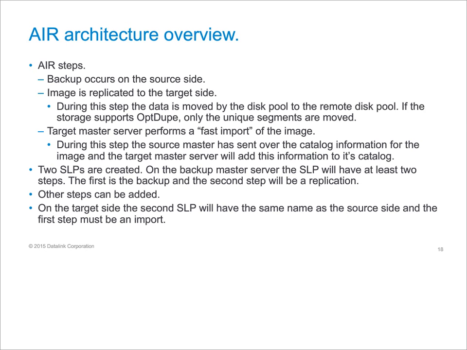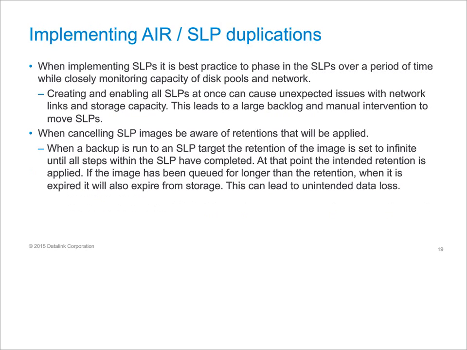So moving on to implementation of AIR and SLP duplications. Best method for implementing these is to phase them in slowly. Start off with a couple of SLPs, determine what's the impact on your network, determine what's the impact on your storage, and then gradually add in additional SLPs as your throughput allows, and monitor your backlog to see what is the average time it's taking.